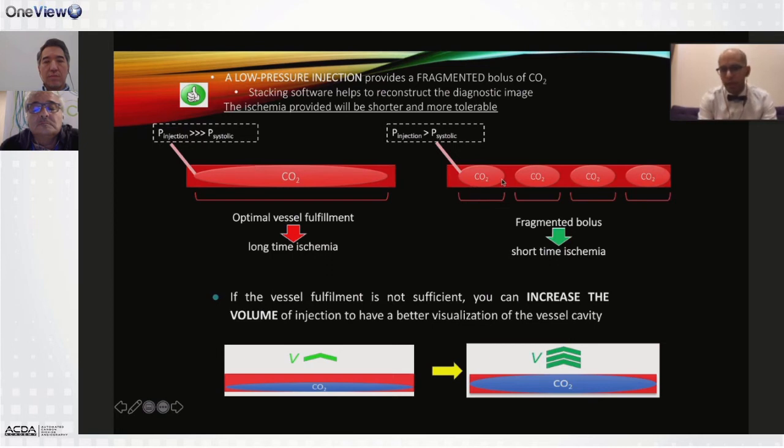So for CLI patients, usually we aim for a bit of fragmented CO2, then we stack it together, have a nice picture. If it's too fragmented, you don't see a very nice picture. So you need to understand this, and with time, with experience, it will go. The other thing is the volume. If you have too little volume, you will have minimal displacement or partial displacement of the blood in one side, so you don't see the whole artery, then you need to increase the volume.